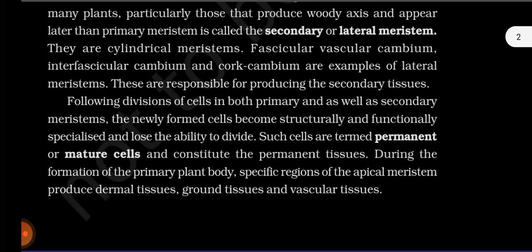Following division of cells in both primary as well as secondary meristem, the newly formed cells become structurally and functionally specialized and lose the ability to divide. Such cells are termed as permanent or mature cells and constitute the permanent tissue. During the formation of primary plant body, specific regions of apical meristem produce dermal tissue, ground tissue, and vascular tissue.